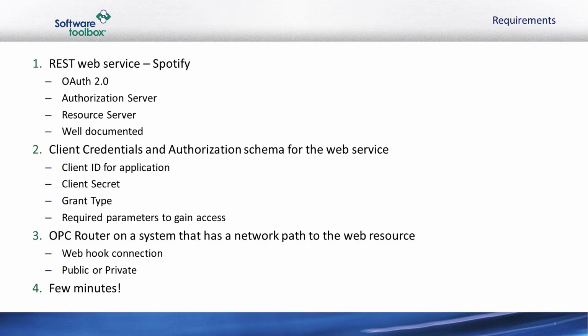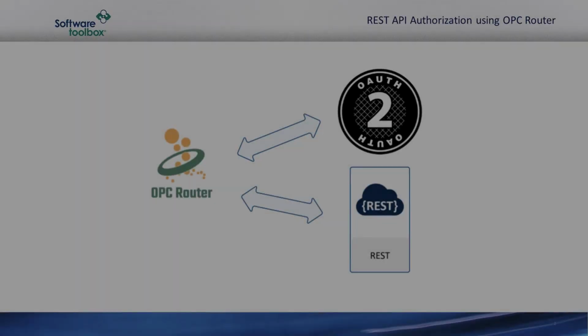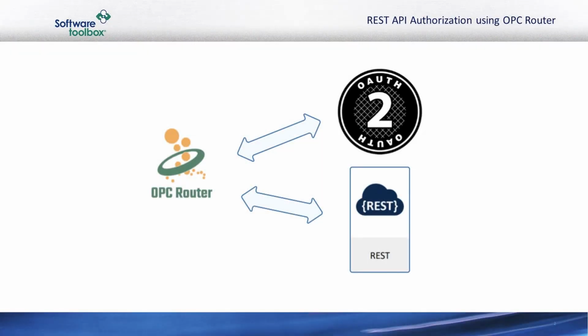So one will need to make sure that a network path can be established between the system running OPC Router and the web servers that one is trying to consume. Lastly, we need just a few minutes to be able to configure this in OPC Router. Alright, let's begin by looking at our web service documentation.